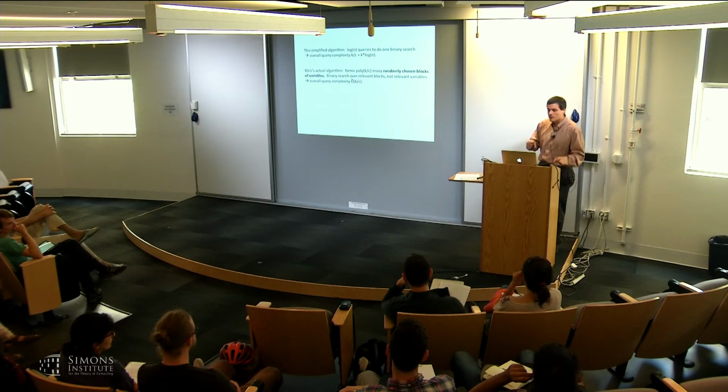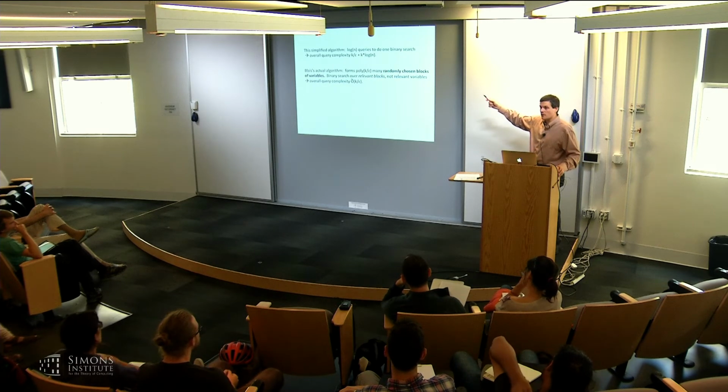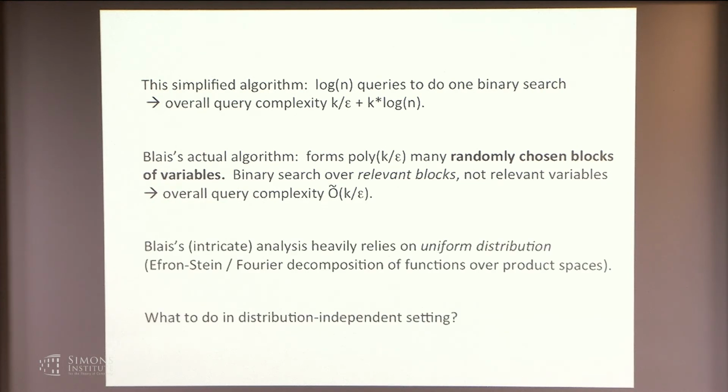Just a quick word, because it is relevant for our work as well. How does Blais do better than this? Why does he not have a log n in his query complexity? Well, he works with blocks of variables instead of single variables. You never get your hands dirty and identify a single variable. You need log n bits of information to identify one variable, and you don't want to make log n queries. So he randomly partitions the variables into blocks, does binary search block-wise instead of variable-wise, and is able to put it all together and get a query complexity independent of n.